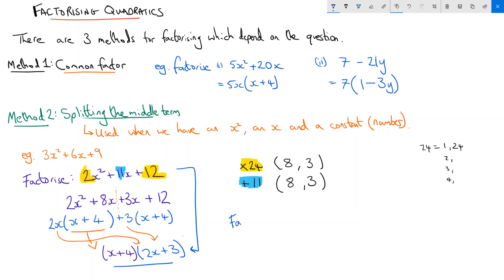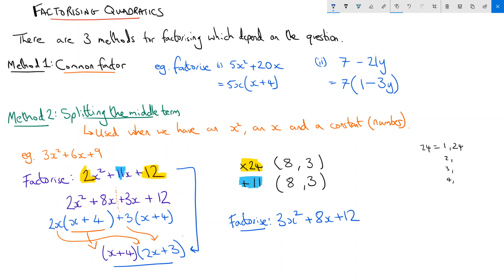So this is the most effective way, but it's only for specific types of questions. Only when you've got an x squared, an x, and a number. Okay, I want you to do this one for me, making sure it works. It is 3x squared plus 8x plus 12.